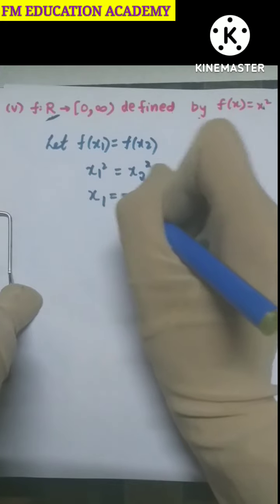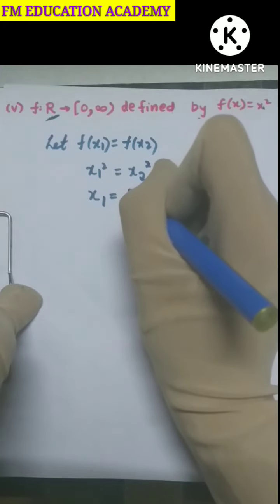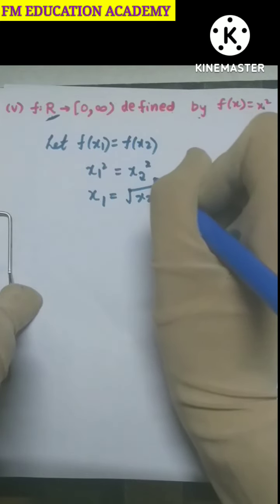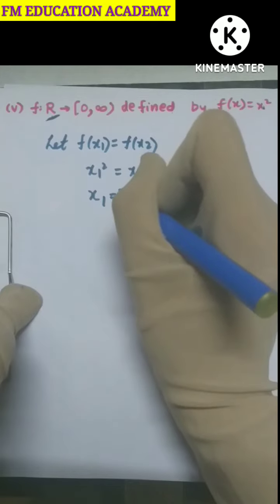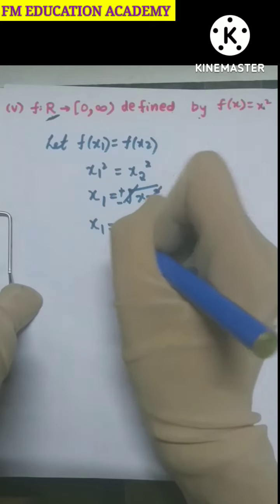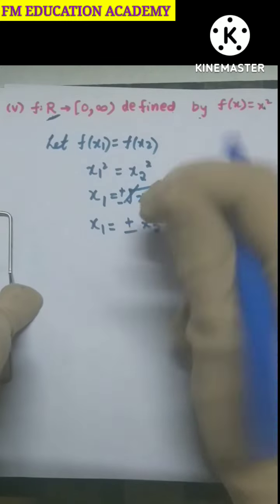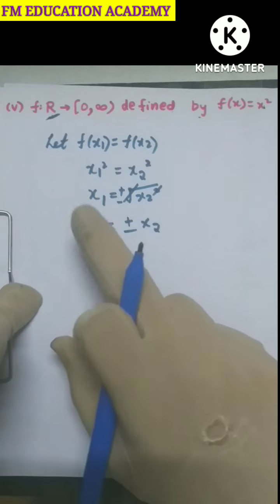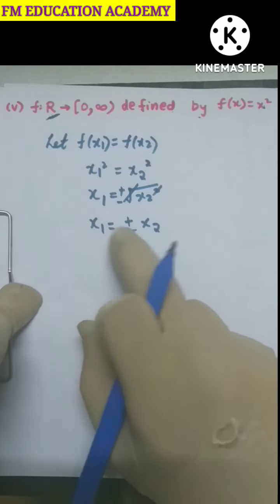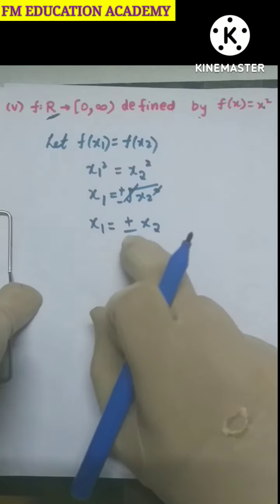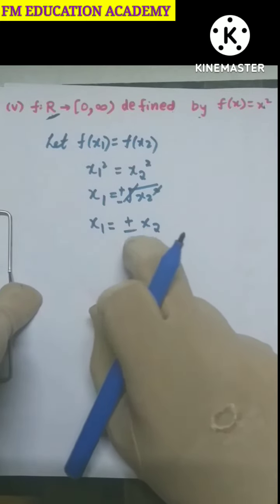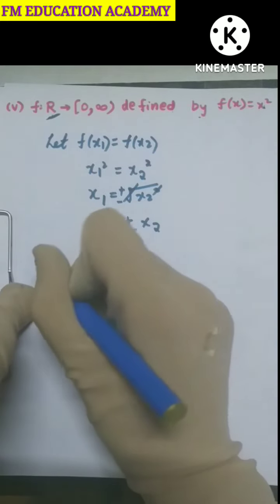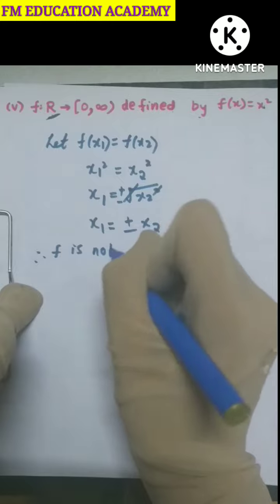So square, if it goes to that side, becomes square root of x2 square. That is nothing but, square and root will get cancelled, but we will have plus or minus, and we know that it will be plus x2 or minus x2. But in the condition of proving it is an injection or not, we know that we should have x1 equal to x2, but here we are getting x1 equal to plus and minus x2. We are also getting minus x2. We should not get minus x2 for proving it is an injection. So since we are not getting x1 equal to plus x2 only, therefore we will say f is not an injection.